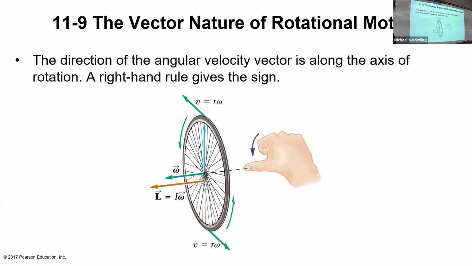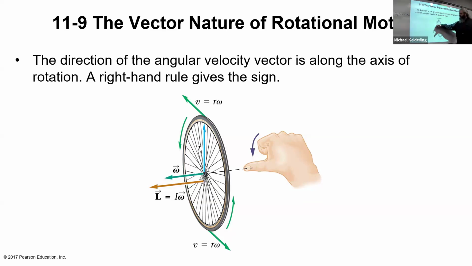And to finish off chapter 11, let's talk about the vector nature of rotational motion. So we've all been talking about rotational motion where everything is sort of fixed in one plane. But reality is three-dimensional. So the way it works out is that the direction of the angular velocity vector is along the axis of rotation of a rotating object. And to figure out the direction of that, if you curl the fingers of your right hand in the direction of rotation, your thumb points in the direction of the angular velocity, the vector for angular velocity.